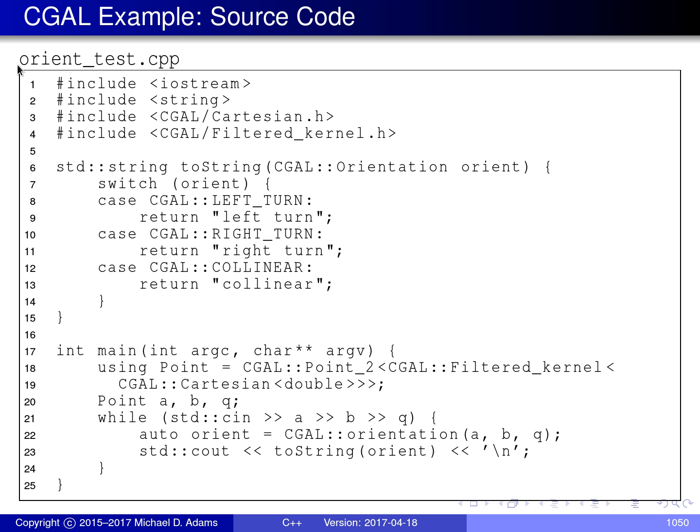On this slide, we have the contents of the source code file orient_test.cpp. What this particular program does is not so important from the point of view of this example, but just for interest's sake, it reads from standard input triples of points in 2 dimensions, and then performs an orientation test on these points and outputs the result.